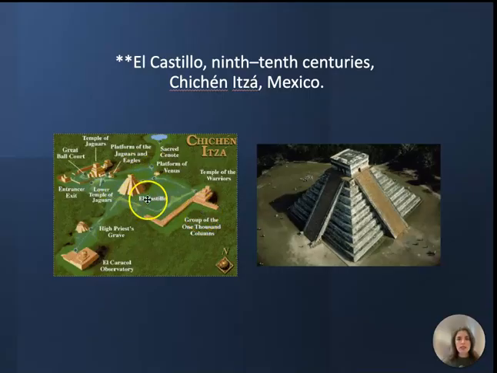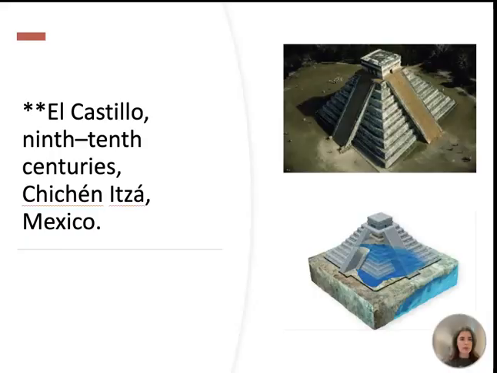So here you can see the Castillo. You can see that it's part of this large complex of Chichén Itza, which again you can visit today. You have what's called the Great Ball Court. You have what's called the Observatory, Caracol. And so you have lots and lots of elements to this site in addition to the Castillo. And here is just a representation of what the cenote looks like underneath the Castillo.